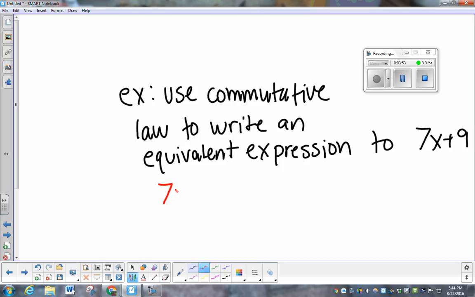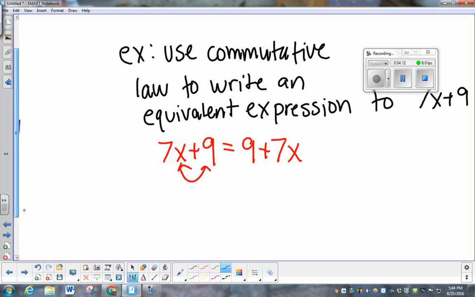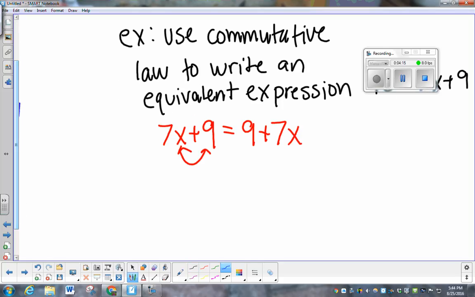So there's two ways you might do this. You might say, well, I know I can add things in a different order, so I can just change this to 9 plus 7x. That would be using the commutative law of addition. That's equivalent. You might go a different route, and you might say, I want to use the commutative law of multiplication because this 7 and this x are being multiplied. It doesn't matter which order I multiply 7 and x. So you could say, I want to do x times 7 plus 9. So those are two ways to do that. So that's the commutative law. Back and forth, it works for addition and multiplication.